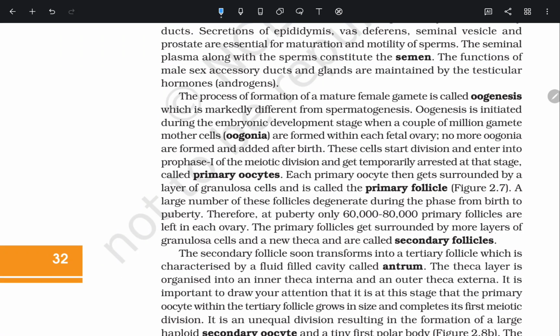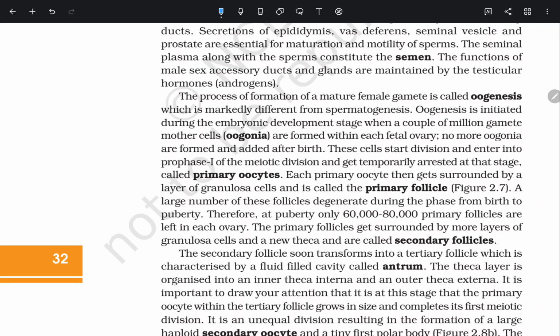The process of formation of a mature female gamete is called oogenesis, which is markedly different from spermatogenesis. Oogenesis is initiated during the embryonic development stage when a couple of million gamete mother cells, oogonia, are formed within each fetal ovary. No more oogonia are formed and added after birth.